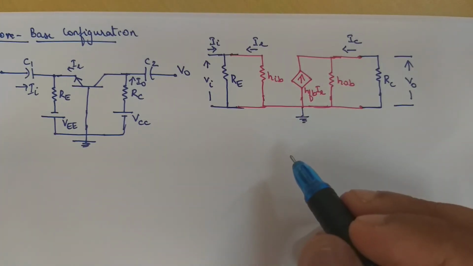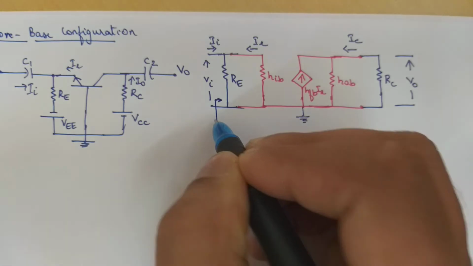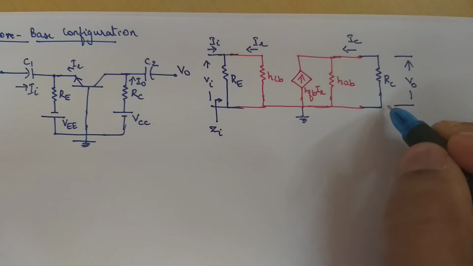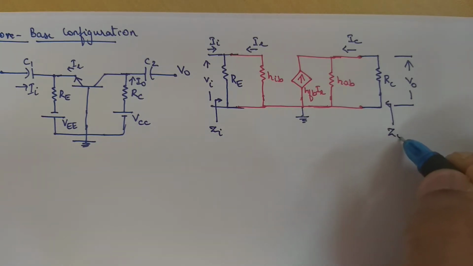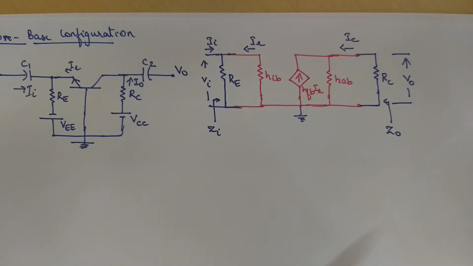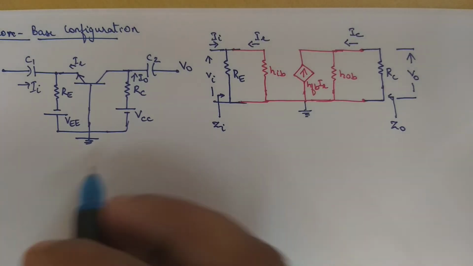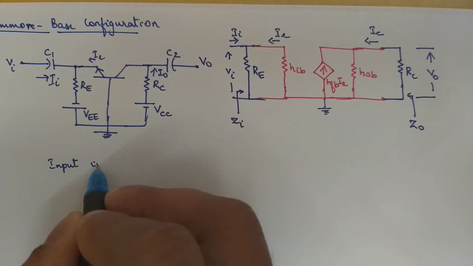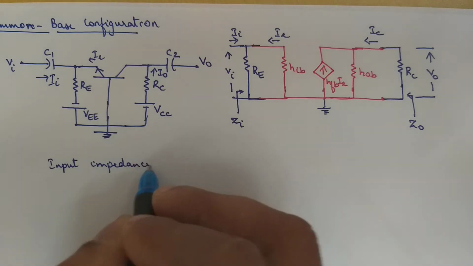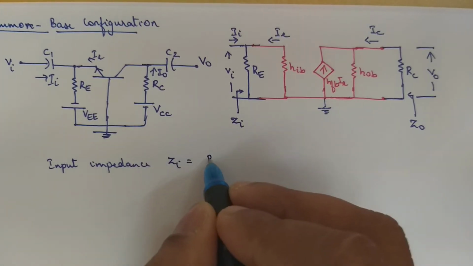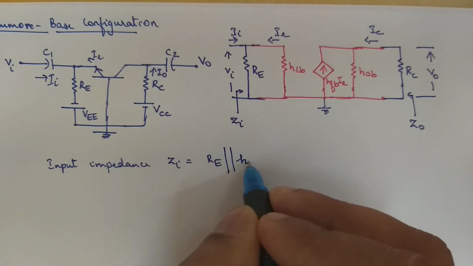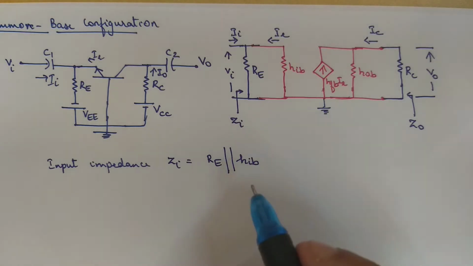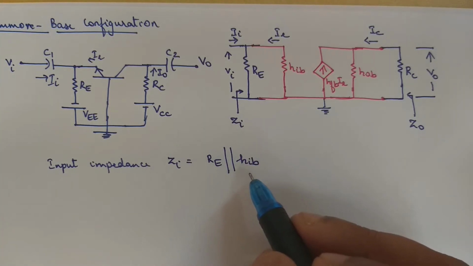Now seeing the input impedance, if we measure from this particular point, this will be the input impedance Zi of the circuit, and if we measure from this other point, it will be the output impedance of the circuit. Starting from this point, the input impedance Zi will be equal to RE, which is in parallel with HIB.